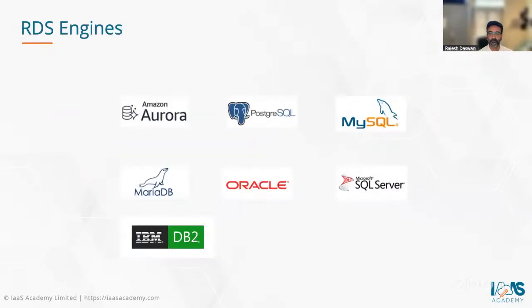There are a number of engines. You've got Aurora, which is actually a MySQL, PostgreSQL compatible database. You've got Postgres, you've got MySQL, MariaDB, Oracle, SQL Server, and you've also got now IBM DB2 available as engines as part of the RDS offering.